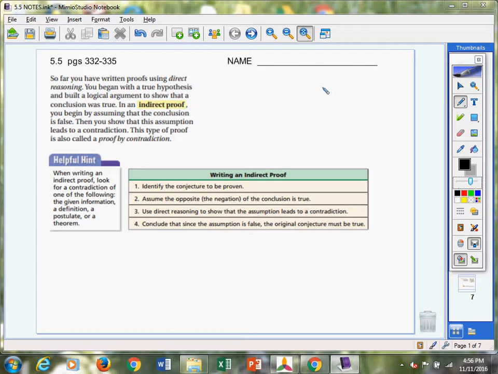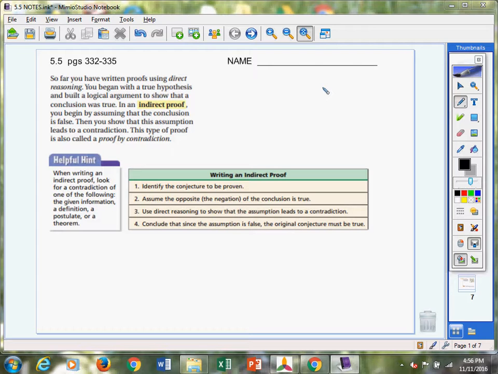The first is we're going to identify what we're trying to prove, okay? And they're going to give us enough information, we'll figure it out, and I'll show you in the next example how to do that. The second step is we're then going to assume the opposite. We're going to negate the conclusion as being true. We're going to negate it and try and prove the opposite.